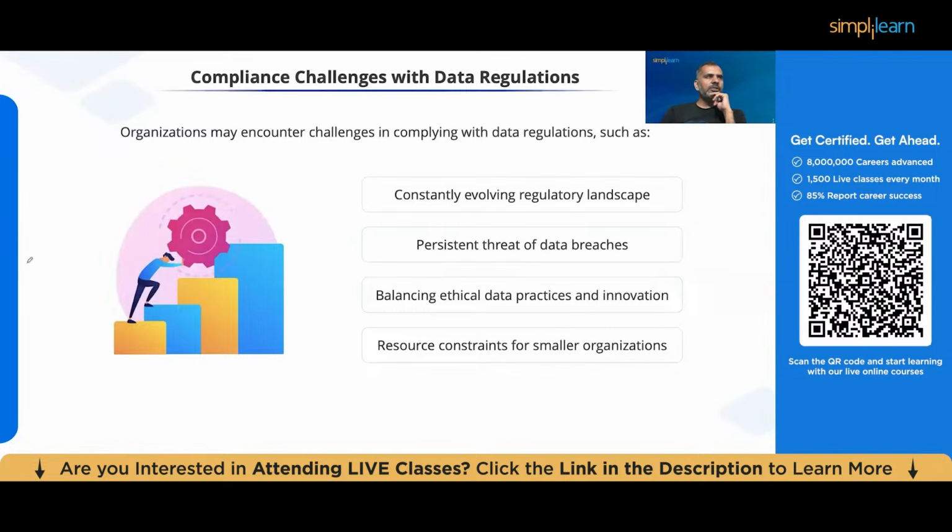Now, when we talk about the challenges, there are certain compliance challenges with data regulation. Although we have defined these frameworks and these laws, there are still certain challenges when we see the implementation of these rules and regulations in the data organization.